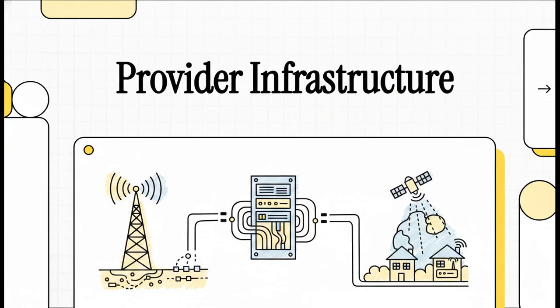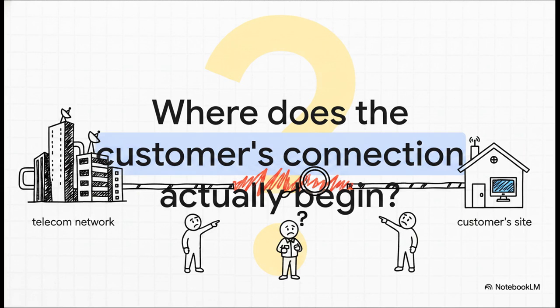We are going to map out the provider-side network, the exact equipment those telco companies use to beam the internet directly to your work sites. So before we even think about troubleshooting, we've got to ask a fundamental question. Where exactly does that giant telecom network end and the customer's actual service truly begin? It sounds like a simple question, right? But the answer dictates exactly how you do your job.